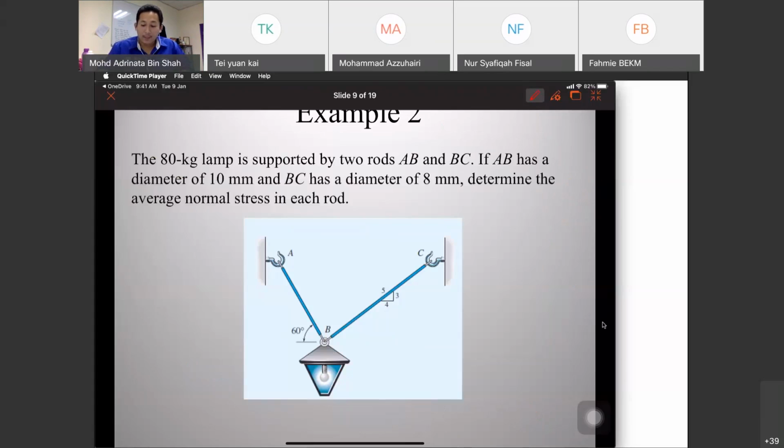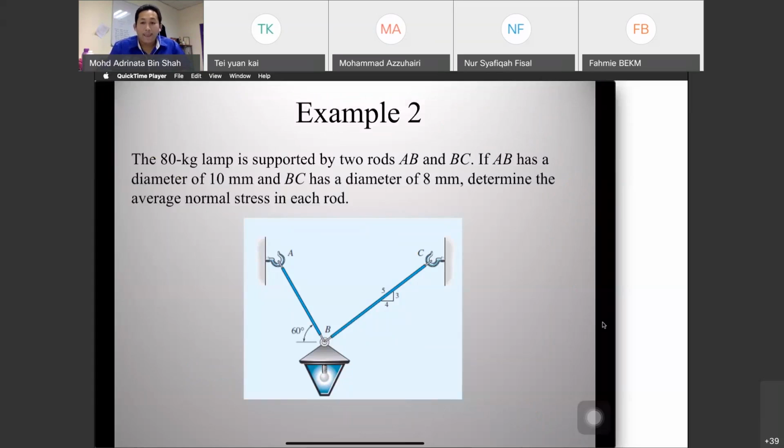Okay, example 2. Ni pun dah buat juga kan? Ni pun dalam soalan midterm kan? Okay. So dalam solid mechanics ni adalah additional knowledge yang you kena tahu, tambah. Saya cek kedatangan dia. Abdal ada. Right.